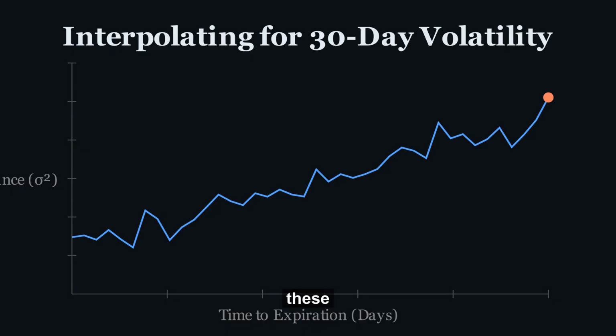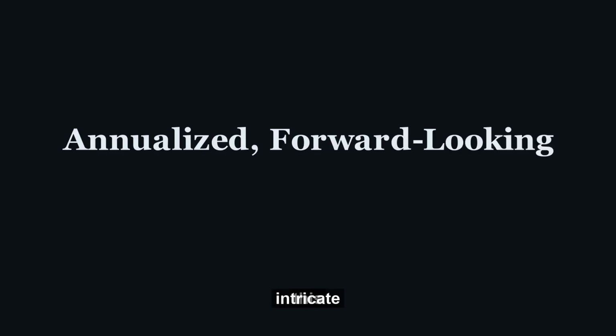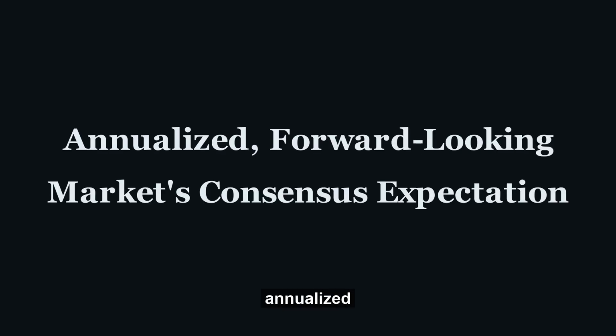Once the variances for these two series are calculated, a linear interpolation is performed. This process smoothly blends the two variance figures, allowing us to precisely estimate the implied variance for a hypothetical 30-day period, ensuring consistency across different market conditions. The result of this intricate calculation is a single, annualized, forward-looking measure of implied volatility.